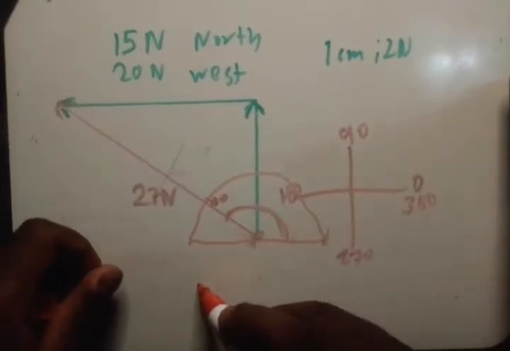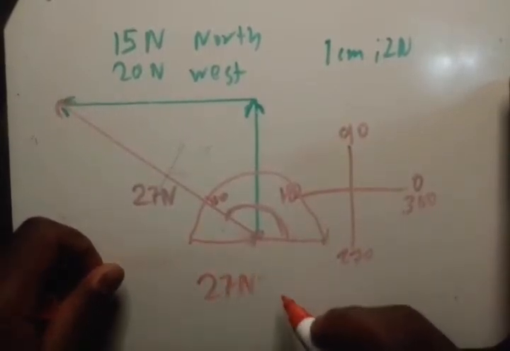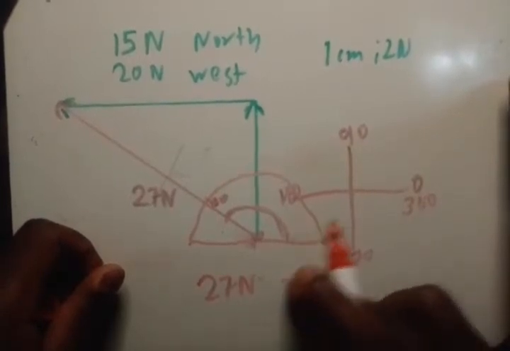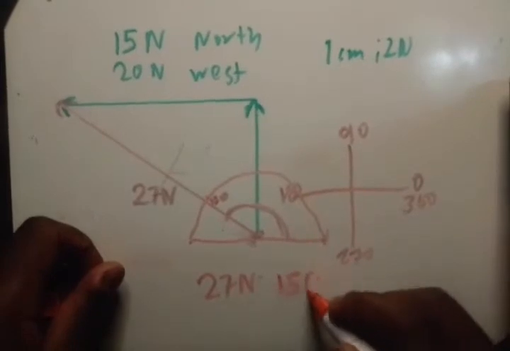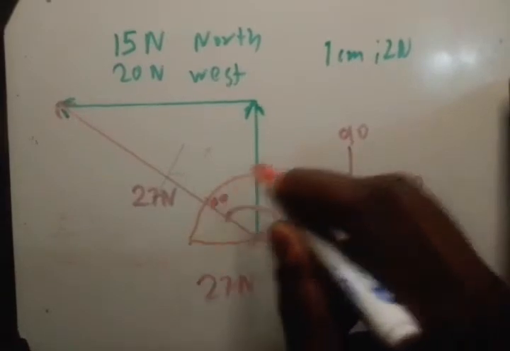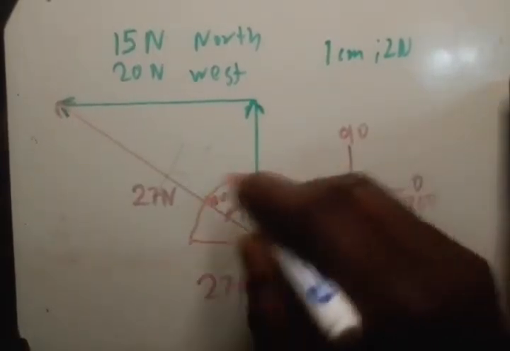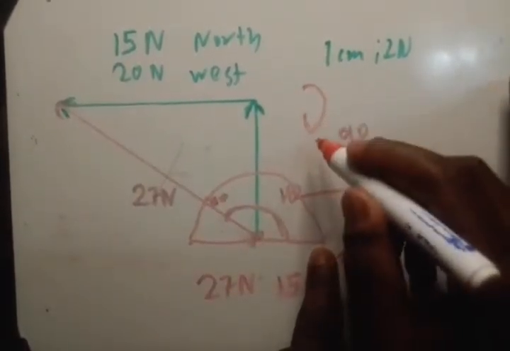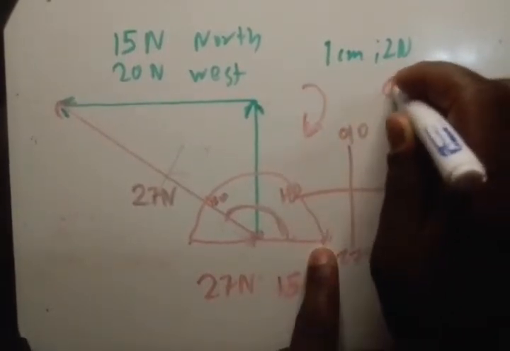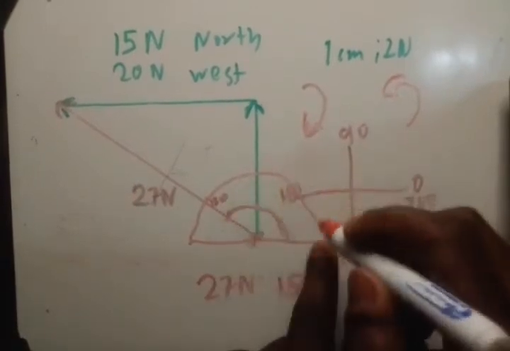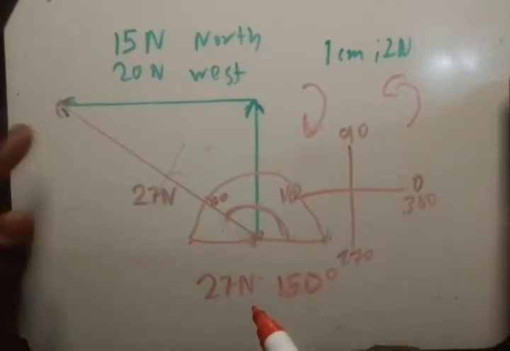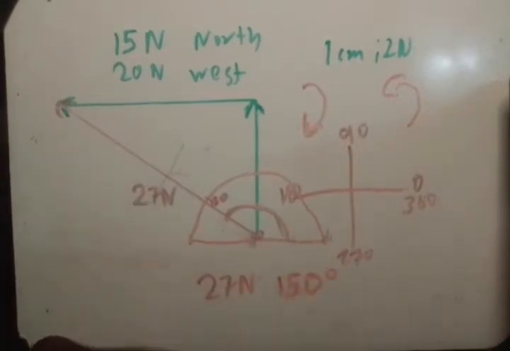So then I would say my resultant is 27 newtons and 150 degrees. We always measure it from the 0 position, going that side, going anti-clockwise, right? So this direction is clockwise, right? This rotation is clockwise, and the opposite direction is anti-clockwise. So anti-clockwise, that's how we have to measure it, right? So the direction, so this would be 27 newtons, and the degrees would be 150 degrees.